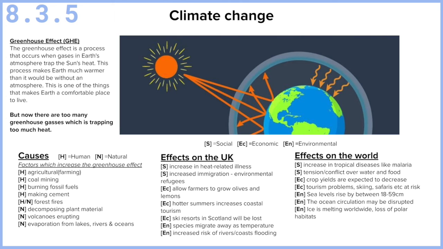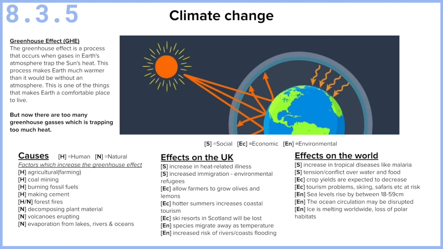Decomposing natural plant material. So this is a natural process. As plants and animals die, they decompose. That gives off methane and carbon, which ends up in the atmosphere as well. When volcanoes erupt, they're putting out ash and carbon into the atmosphere, and that's a natural thing. And evaporation from lakes, rivers and oceans put water vapour into the air. And that's actually part of the greenhouse gases as well.